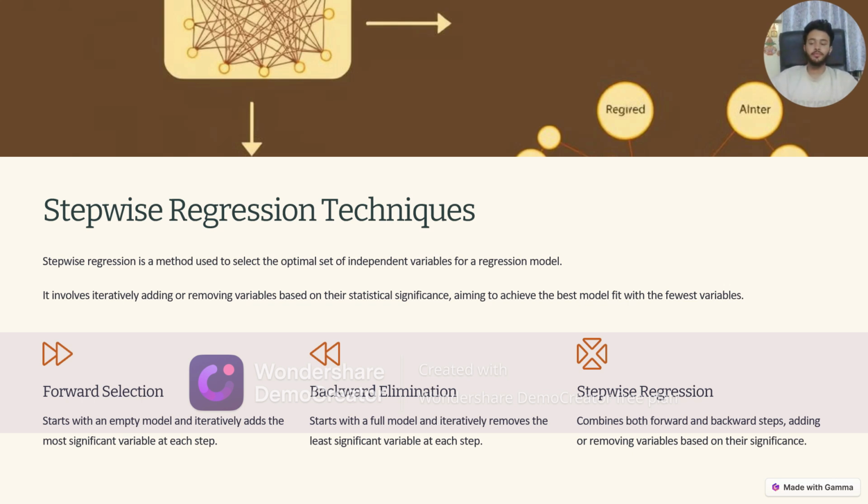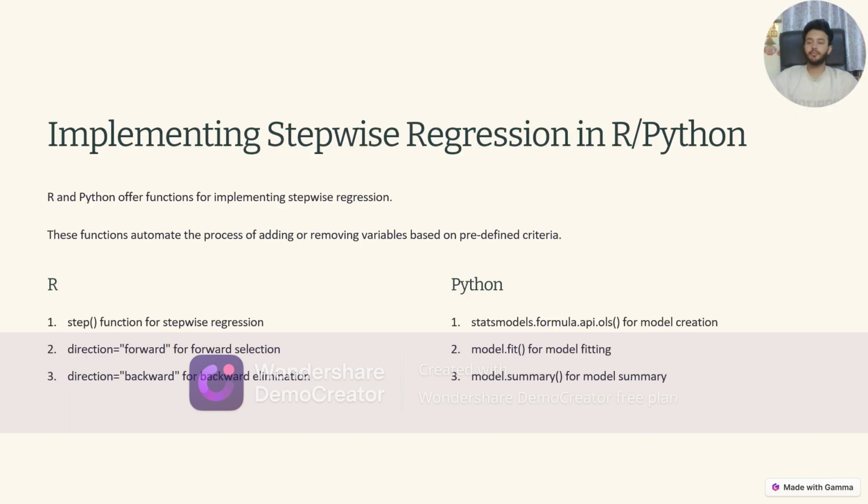Forward selection starts with an empty model and iteratively adds the most significant variable at each step. Backward elimination starts with a full model and iteratively removes the least significant variable at each step. Stepwise regression combines both forward and backward steps, adding or removing variables based on their significance.